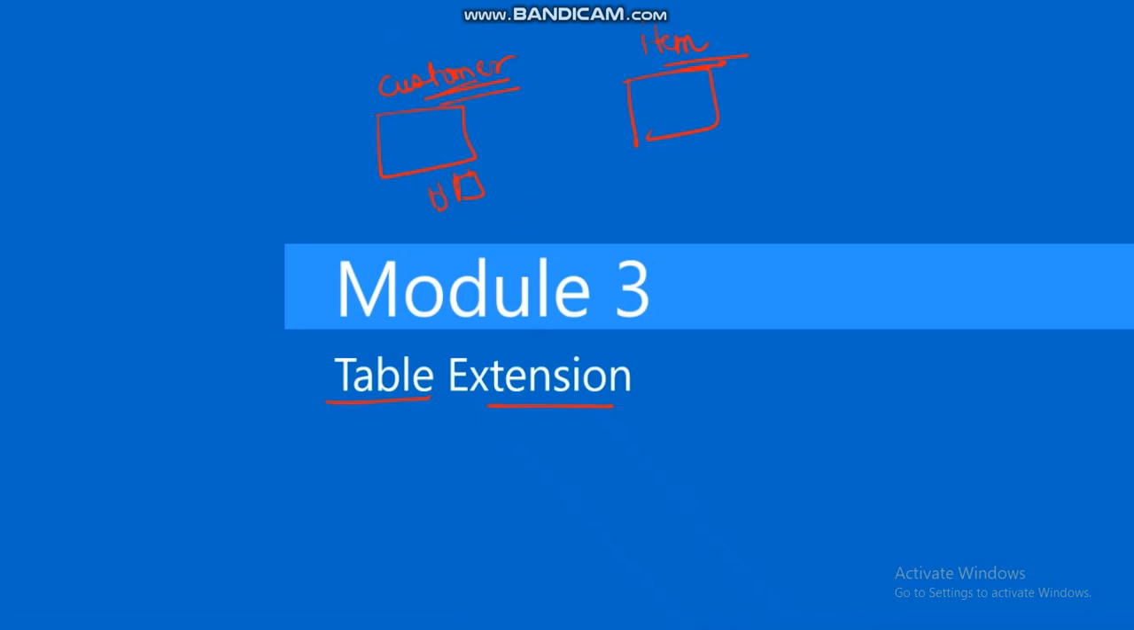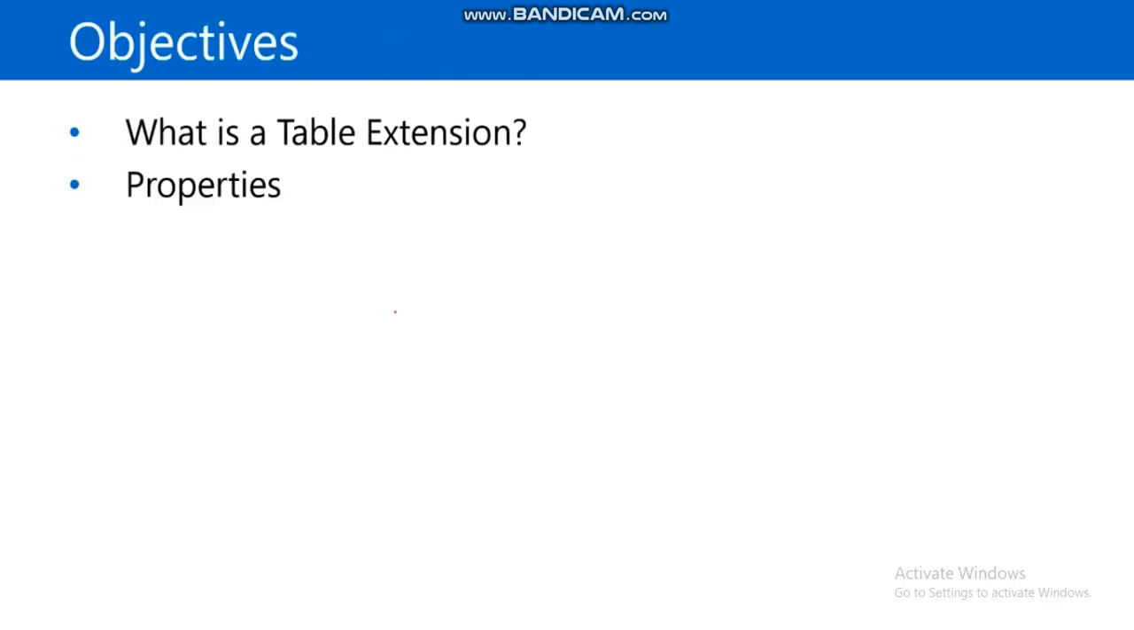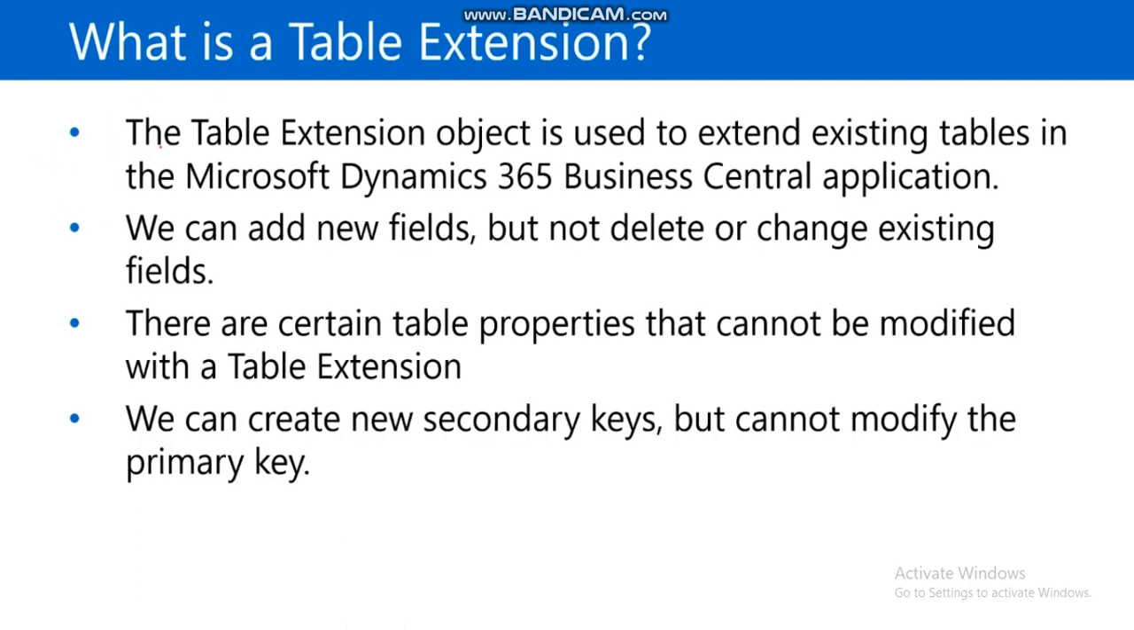So table extension works for tables. Page extension works for pages. Whatever the object is, that particular extension works for that particular object. So what are the objectives for this module? There are not so many objectives: what a table extension is, and what its properties are. So first of all, what is a table extension? We are just discussing that.